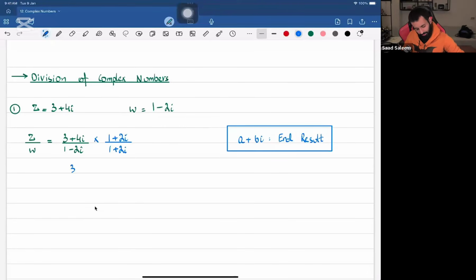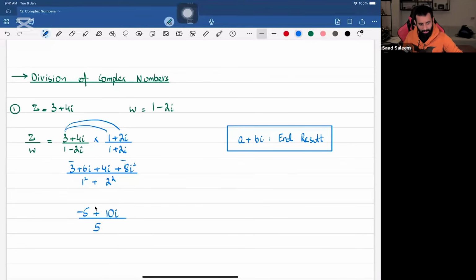3 into 1 is 3. Okay. Then 3 into 2 iota is 6 iota. Then plus 4 iota. Then plus 8 iota squared. Now, as far as the denominator goes, things are always going to be done in one direction only. And that is, we'll have 1 squared plus 2 squared. Okay, a squared plus b squared, which is 1 squared plus 2 squared. So 8 iota squared will be minus 8. 3 minus 8 will be minus 5, plus 6 iota plus 4 iota, that's 10 iota, divided by 1 plus 4, which is equal to 5.